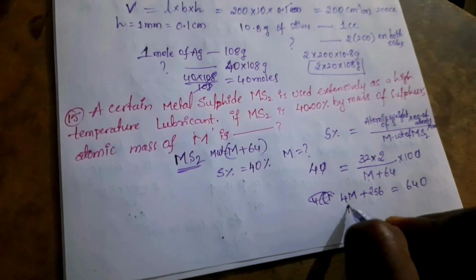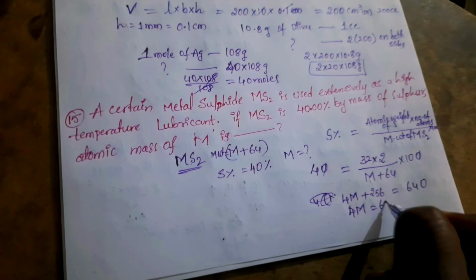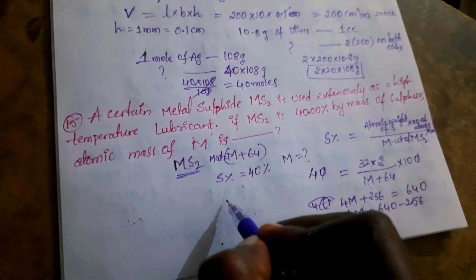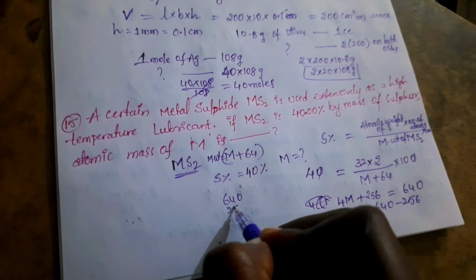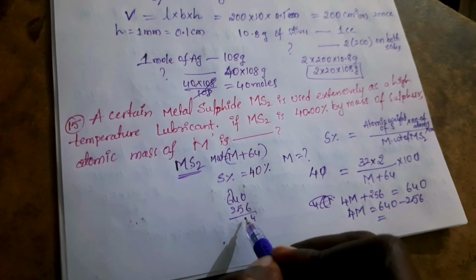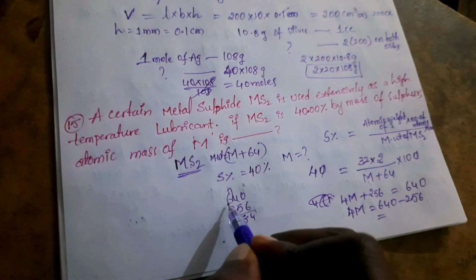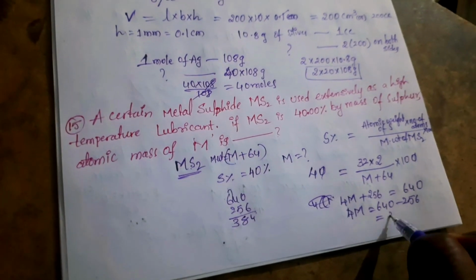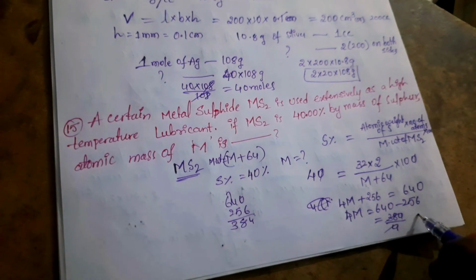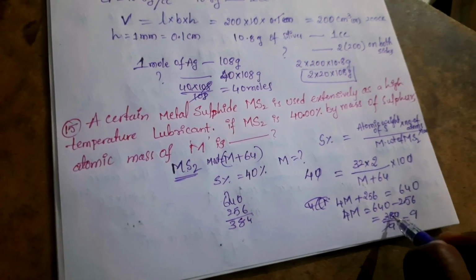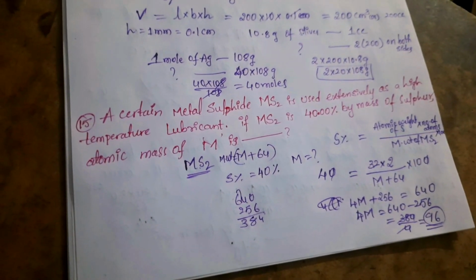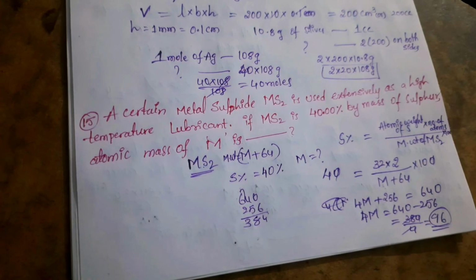Then 4M is equal to 640 minus 256. How much is it? 640 minus 256 is 384. 384 by 4, so 4 nines are 36, 2 is left over, 24, 96. That is the weight of the metal here. It is 96, the atomic weight.